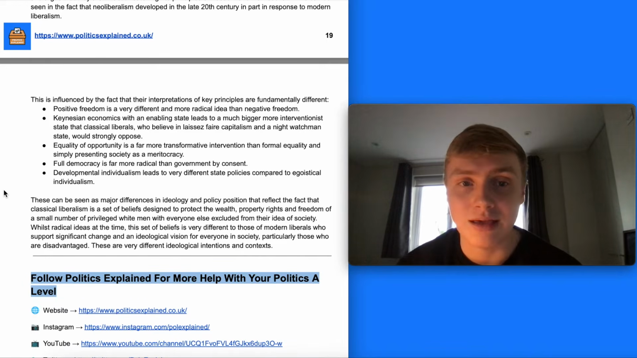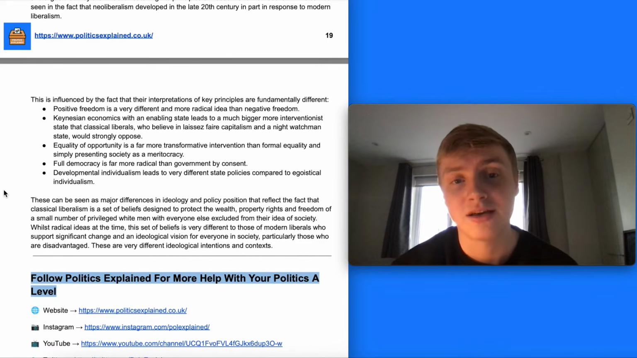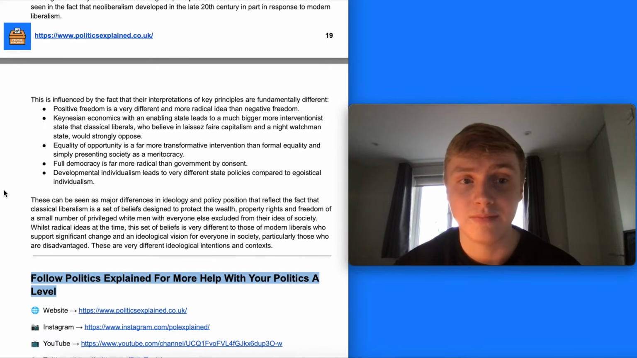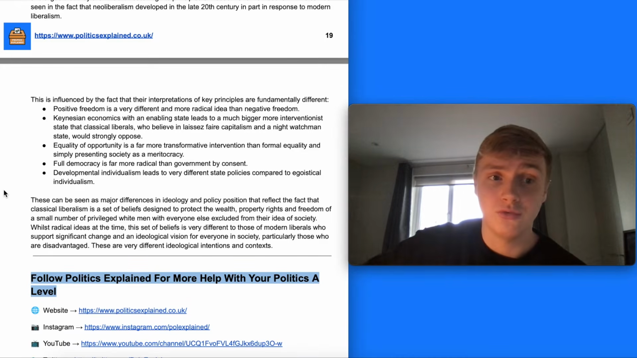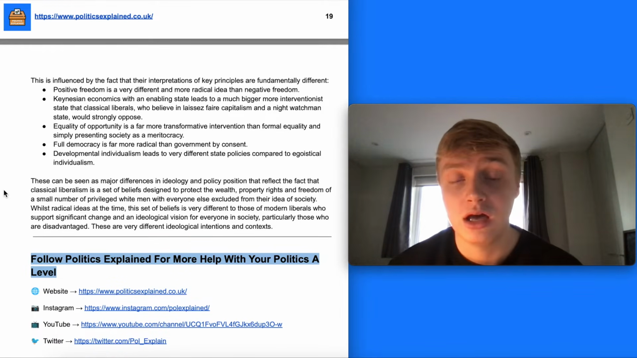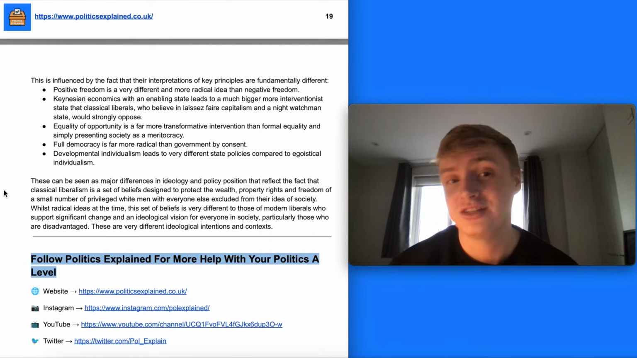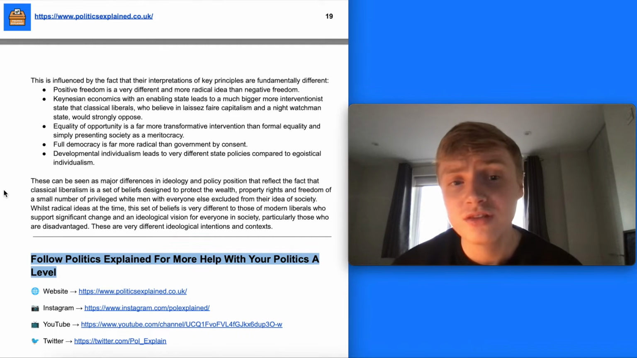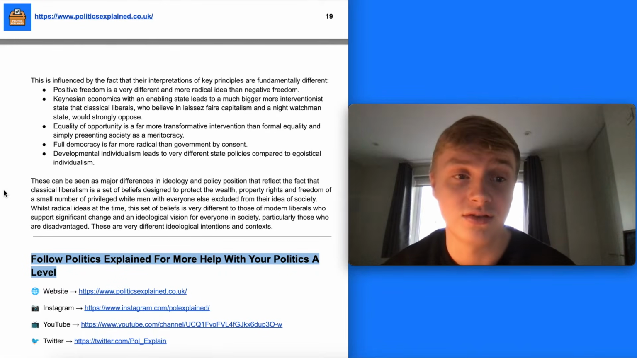Keynesian economics with an enabling state leads to a much more interventionist state than classical liberals, who believe in laissez-faire capitalism and a night watchman state. And classical liberals would really oppose these kinds of modern liberal views. Equality of opportunity and really promoting it is a more transformative intervention than formal equality and simply preventing societies of meritocracy as it is. Full democracy is far more radical than government by consent, and developmental individualism leads to very different state policies compared to egoistical individualism.